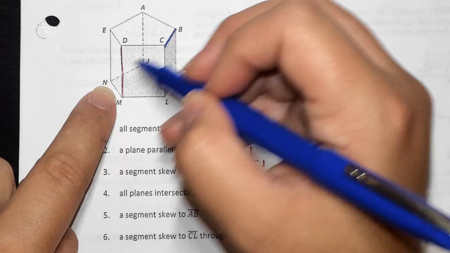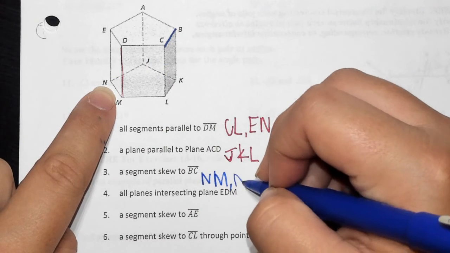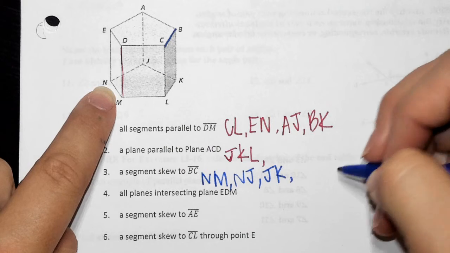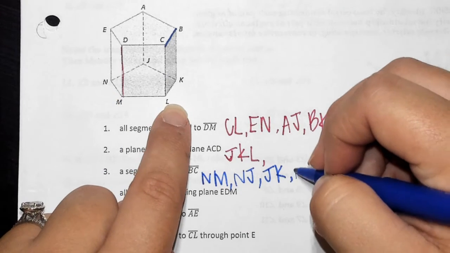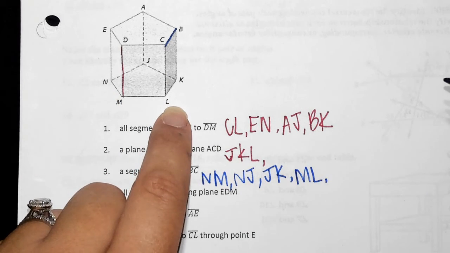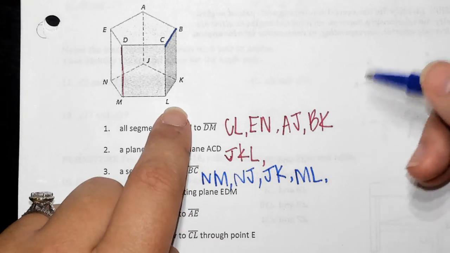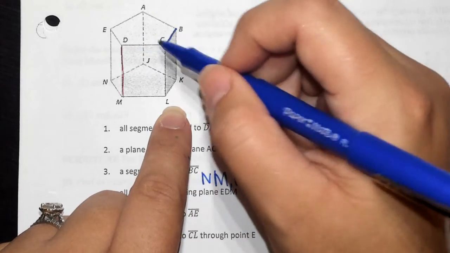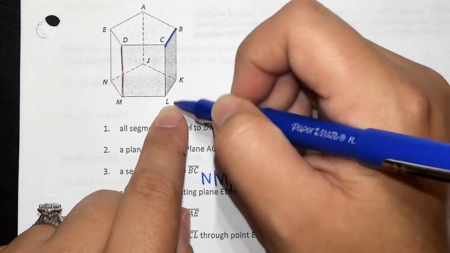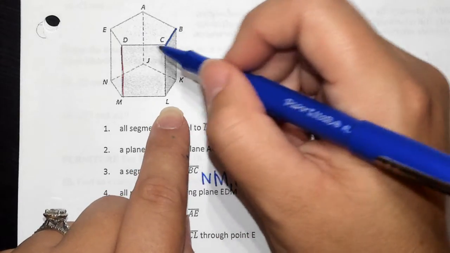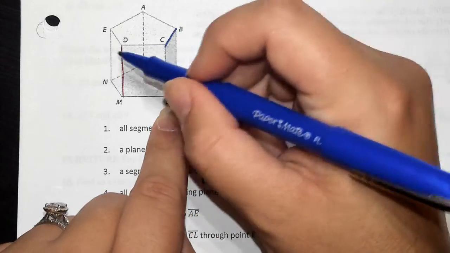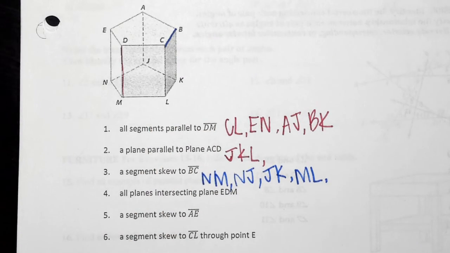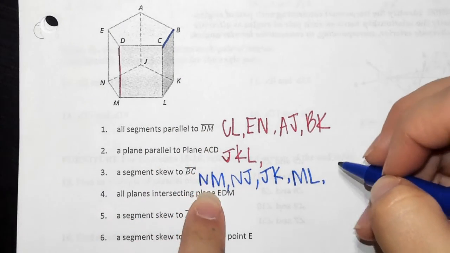JK. NJ. ML. So it can't be any of these up top because those are all on the same plane. It can't be any of these because it's on the same plane. And it can't be DC or AB because they intersect. Other than that, it's free game. I think there were actually a couple more. Help me find more.